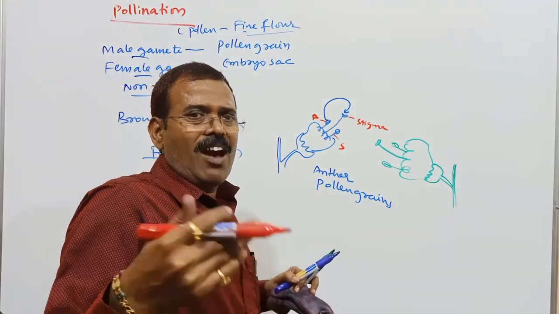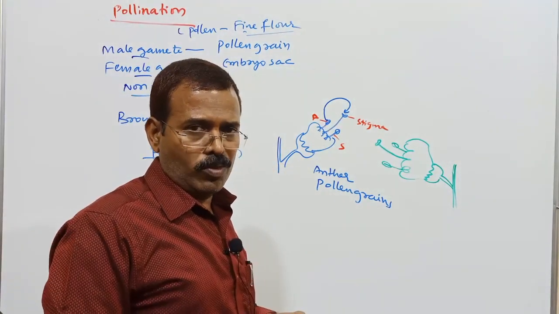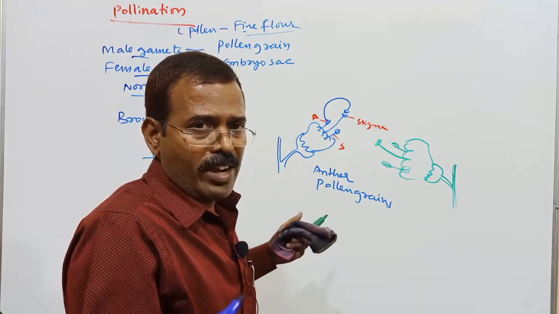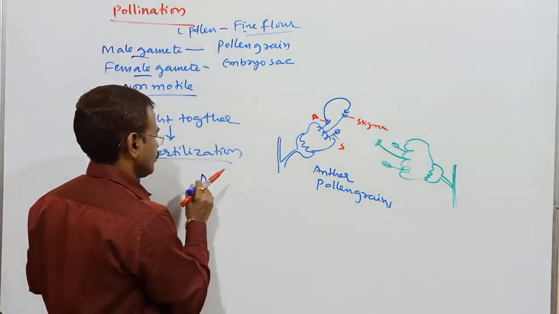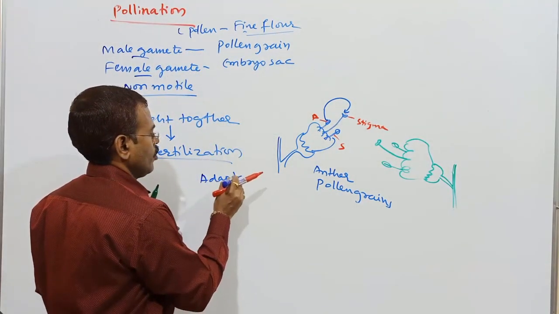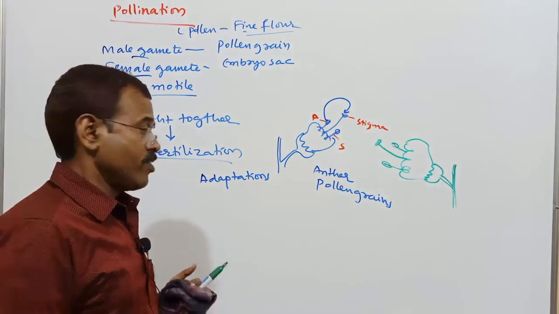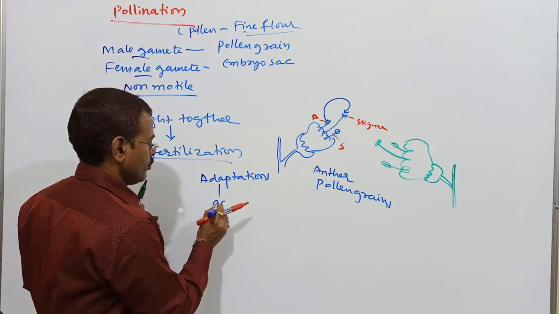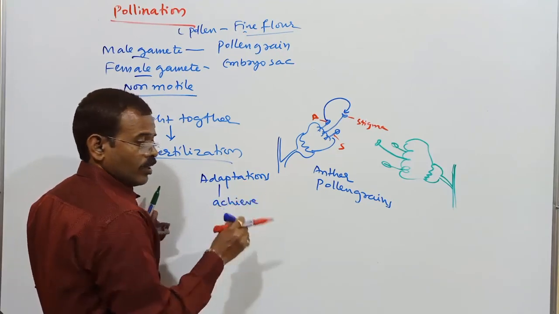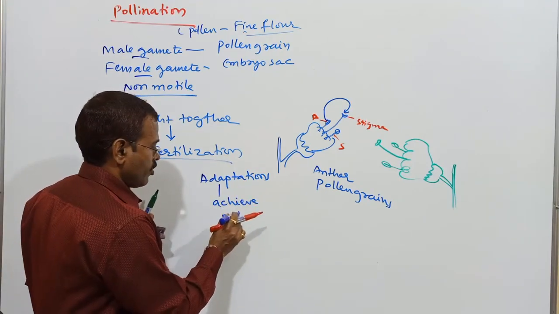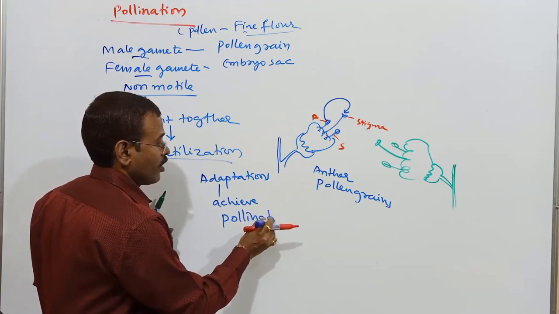So these flowering plants are angiosperms. They have undergone various adaptations to achieve the desired kind of pollination, desired type of pollination.